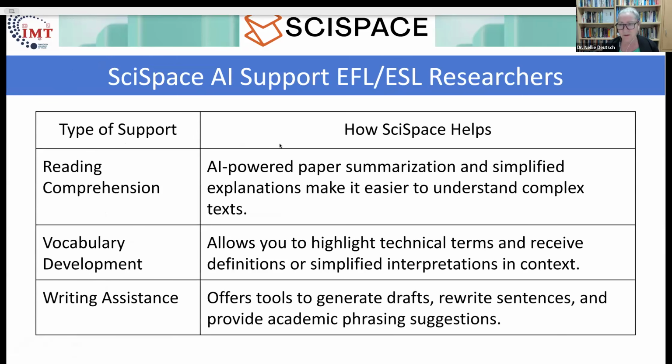And of course, reading comprehension, that's through the podcast, and you can ask for clarifications at your level. You can ask the AI agent, can you please write this in simple English? No, simpler than this. Make it really like to a 10-year-old, or just ask it to make it as simple as possible. And there's vocabulary development. You can highlight technical terms and receive definitions or interpretations in your text.